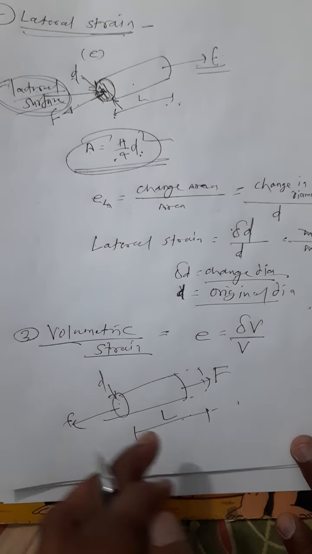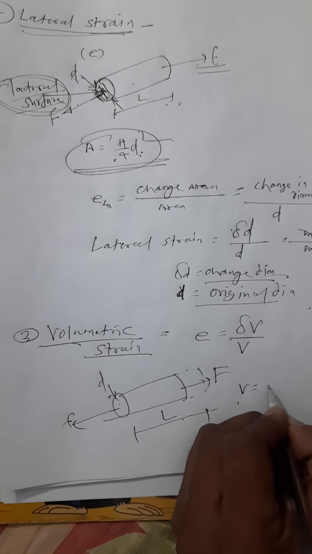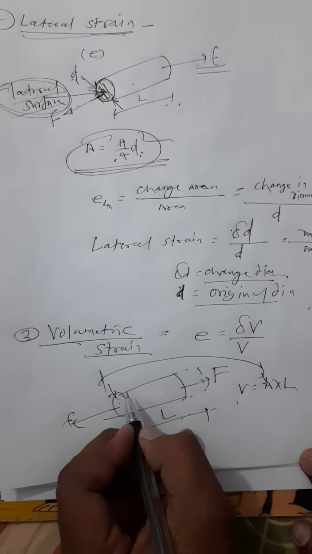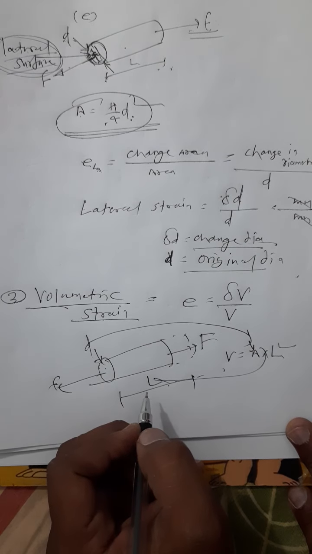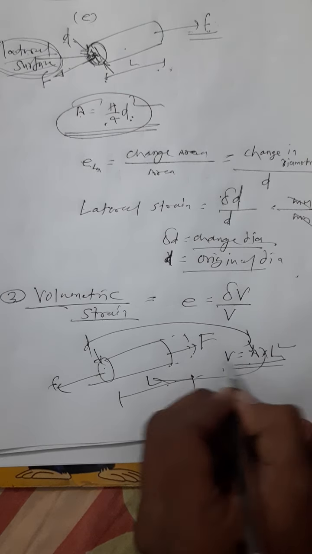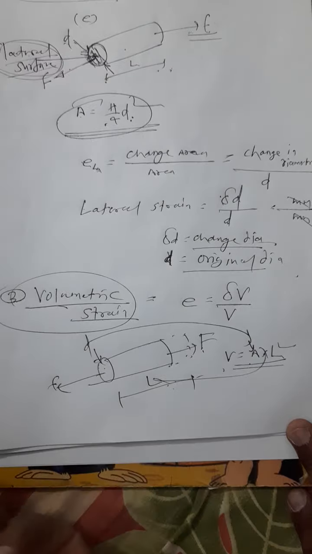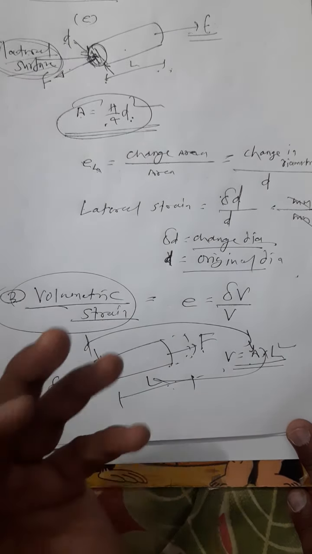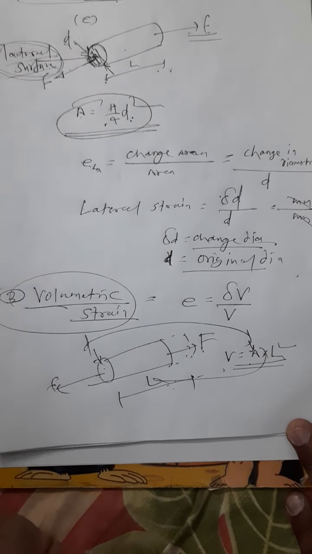So the diameter changes, the length changes, which means the total volume changes, because volume is nothing but area into length. This area changes because the diameter changes, and this length changes because the linear surface changes. So the volume changes. Due to the changing volume, volumetric strain will be produced after application of force, because both diameter and length change. Both sizes change, so volumetric strain happens, deformation is there.